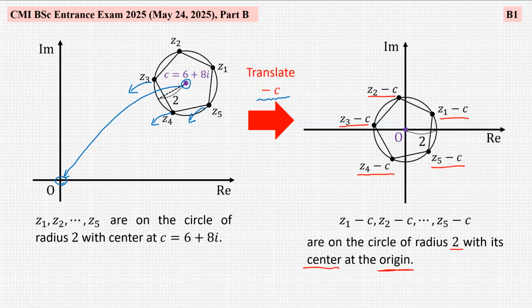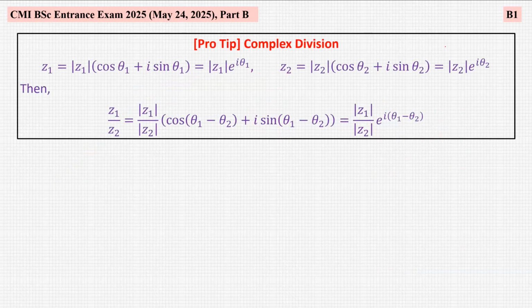Next, we are dealing with 2 problems at the same time. We want to shrink the radius of the circle to 1, and we also want to rotate the pentagon so that one of the vertices is moved to the real axis. This is where the following property regarding the complex division comes in handy. For 2 complex numbers having arguments θ1 and θ2 respectively, when we do the division z1 over z2, we perform normal divisions like real numbers with their absolute values, but we do subtraction with their arguments.